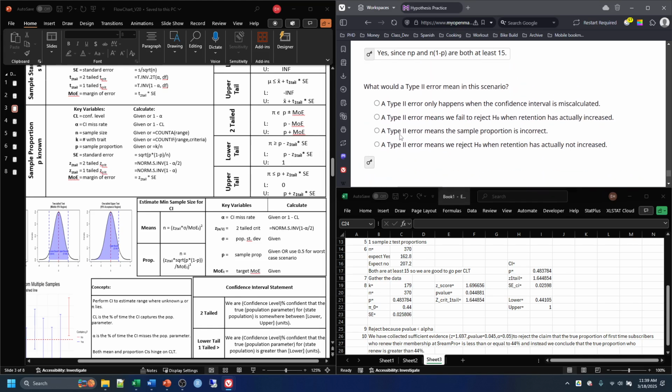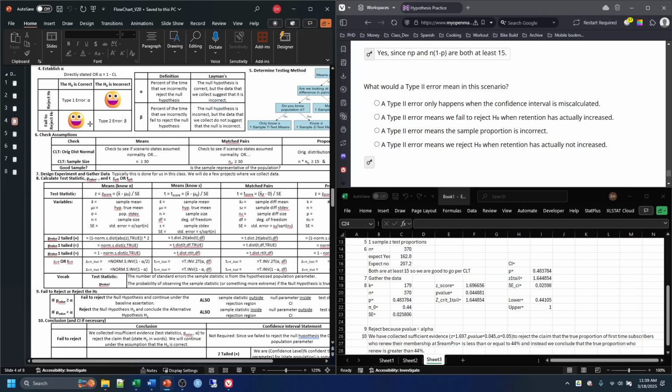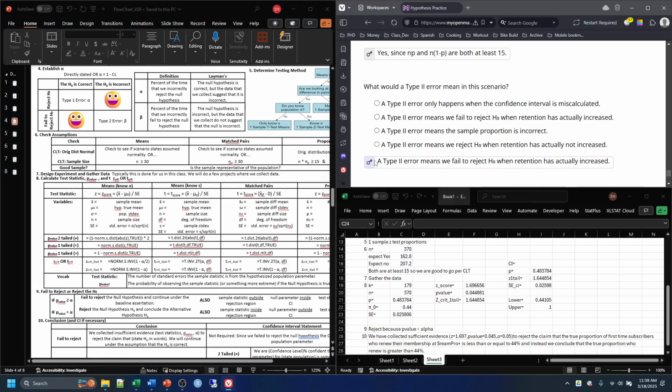We got through that. What would a type 2 error be? Okay, let's go look at a type 2 error. A type 2 error would be where we fail to reject, but the null hypothesis is actually incorrect. So we failed to reject the null hypothesis when the retention has actually increased. That's correct. We failed to reject the null hypothesis, which means we say the retention really hasn't done anything, but retention has actually increased.